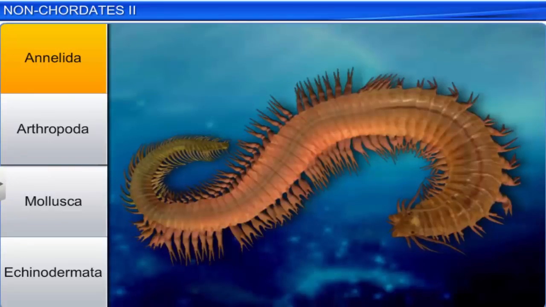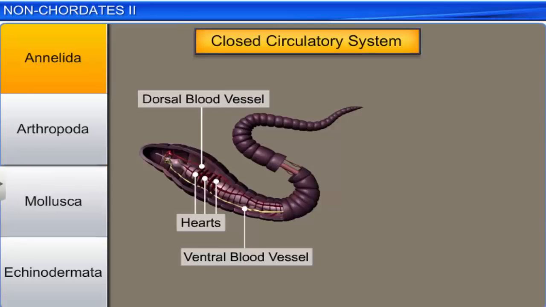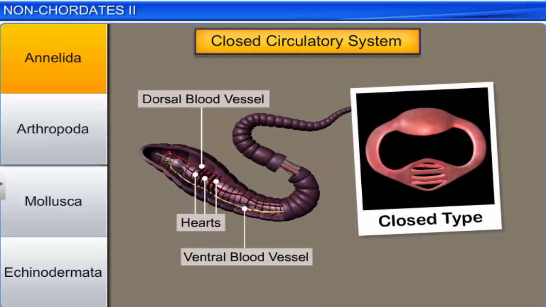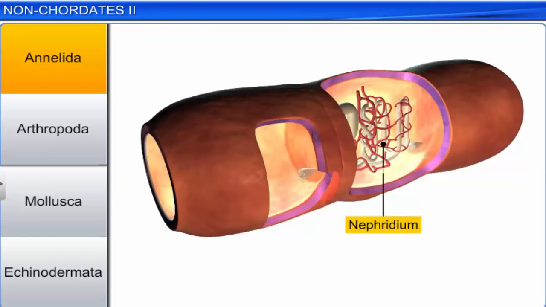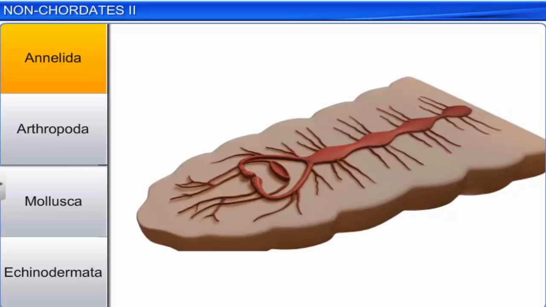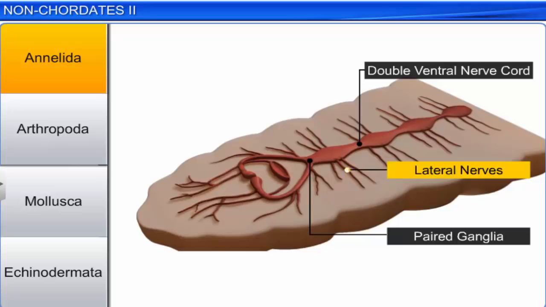Aquatic annelids like Nereis have lateral appendages called parapodia for swimming. In annelids, the circulatory system is of closed type and has nephridia that help in osmoregulation and excretion. Each nephridium is a complex organ. The nervous system consists of paired ganglia that are connected to a double ventral nerve cord by lateral nerves.